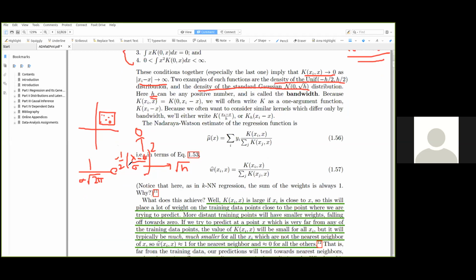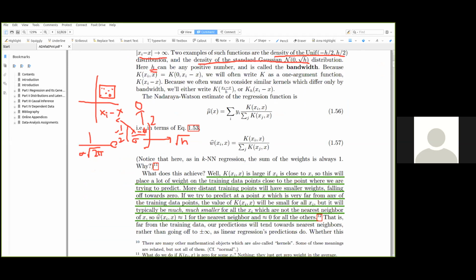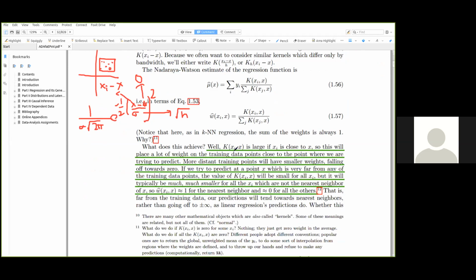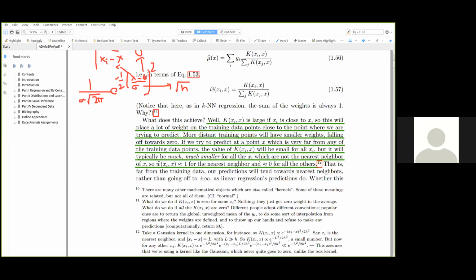And x will be replaced by xi minus x, where x is the point at which you actually want to find the estimate. So according to how far each of these points is from your value of x, you will assign a weight to it. That's what they explain over here. K of xi minus x is large if xi is close to x. So it will place a lot of weight on the training points which are close to it, and if your points are far apart, it will give less weight to them.